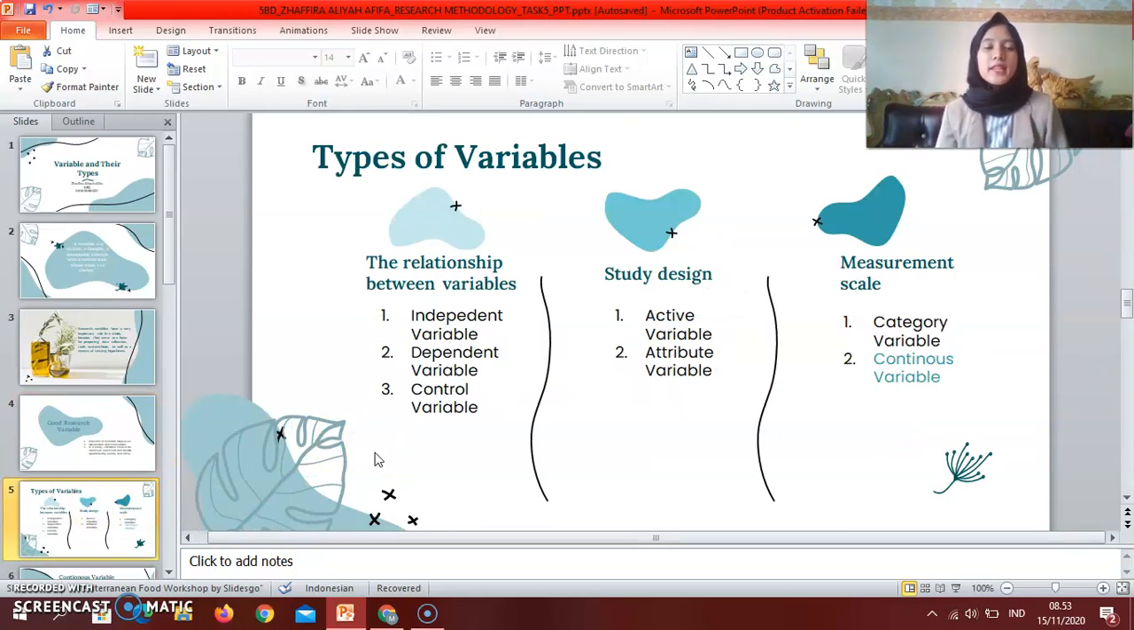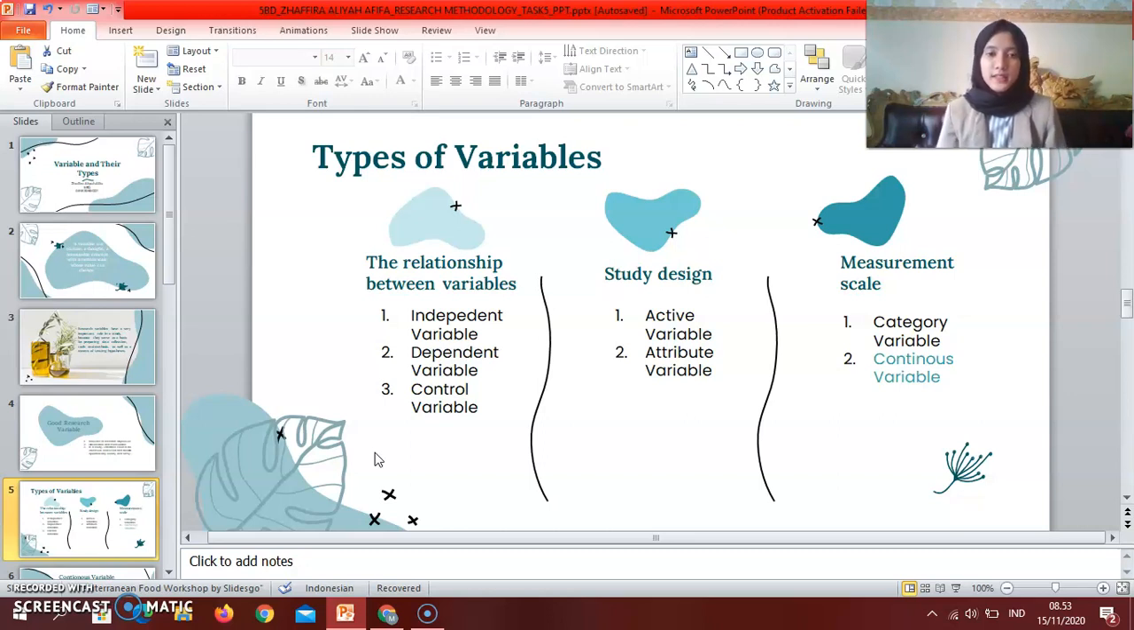And there are several types of variables. First is the types of variables based on the relationship between variables. Second is study design. Third is types of variables based on measurement scale. And for the relationship between variables, there are three variables. First is independent, second is dependent variable, third is control variable.